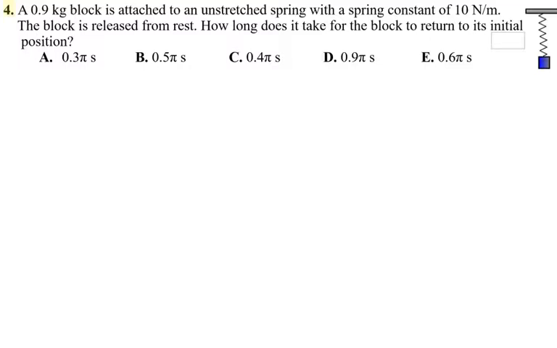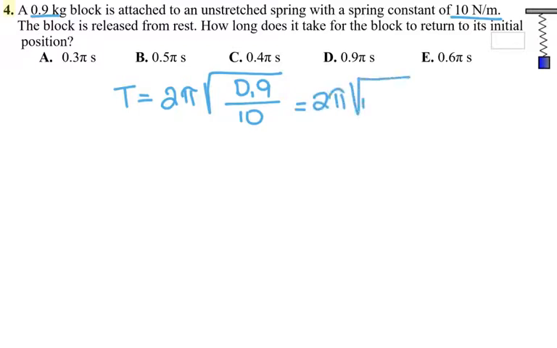So here is another question that you have. You have the mass attached to the spring, the spring constant is given, and how long does it take for the block to return to its initial position? So you have to calculate the period, which is 2 pi, and then you have the square root of m, which is 0.9, divided by 10. That will give you mass over k. That's 2 pi times the square root of 0.09. The square root of this is 0.3, so you have 2 pi times 0.3, and that will give you the answer of 0.6 pi seconds.